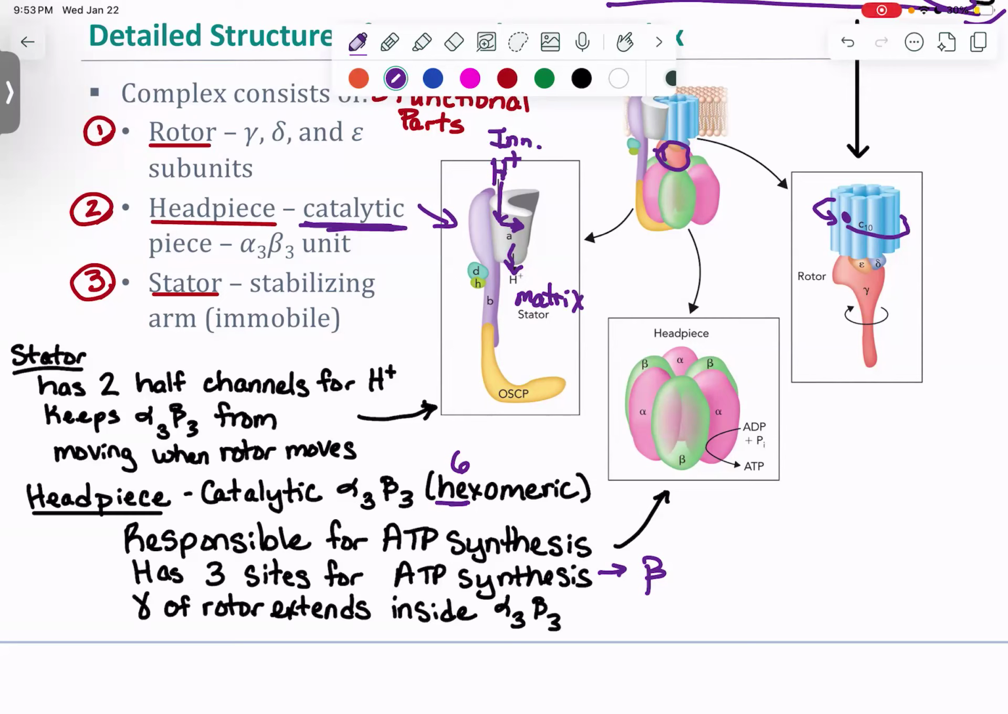The second function of the stator is, if you think about it, stationary, right? It keeps our alpha 3 and beta 3 from moving when the rotor moves. So it hooks around and attaches to prevent these pink and green alpha and beta subunits from turning when the rotor turns. Because what we want is the rotor to bump around inside that headpiece and induce conformational changes. If every time the rotor moved the headpiece moved, nothing would ever change, and so it wouldn't work.